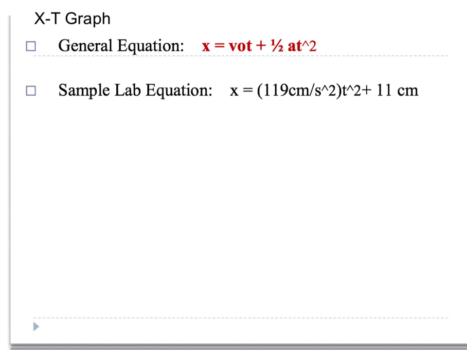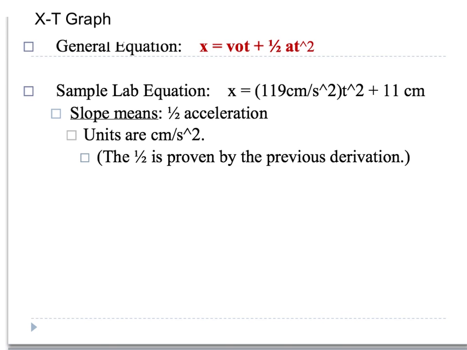Now we're going to take a second and work backwards. We got the general equation from our derivation, and we're going to compare that to what I have as a sample equation here. We're going to look at both the slope and the y-intercept. For the slope, you can see that the units are centimeters per second squared, so that's a unit for acceleration. It would make sense that the slope means acceleration. The thing that you can't see in there is that there's a 1/2 in there.